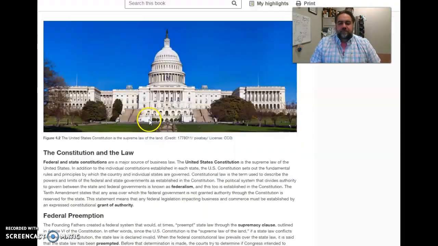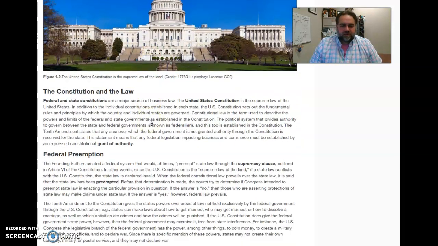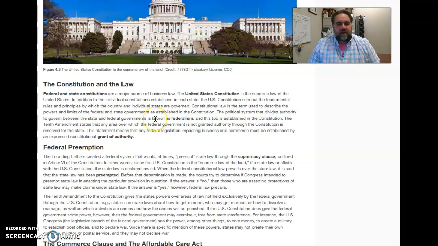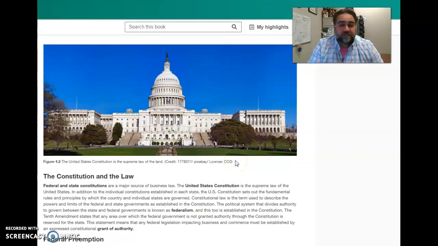So this chapter, like I said, talks about business and how the United States Constitution works in relation to business. There are a couple of parts of the chapter. And once again, this is not intended to replace the reading, it's mainly meant as a supplement to complement the reading and to give you an introduction to the reading.